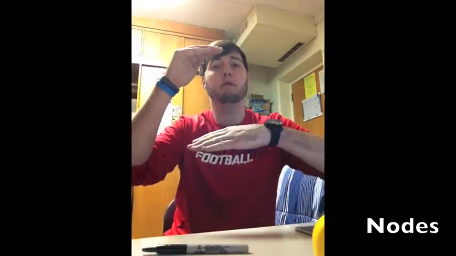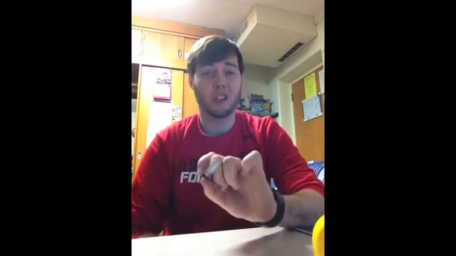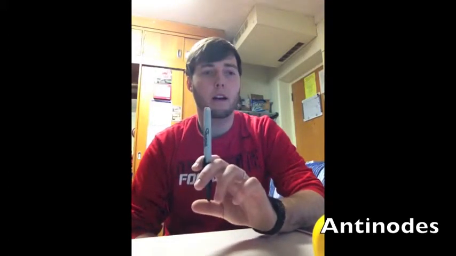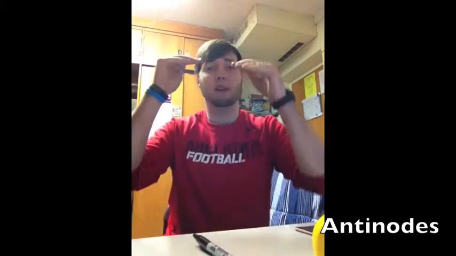We also have nodes. Nodes are points of no motion, and this occurs when a crest of a wave and a trough of a wave meet. We also have antinodes, which are points of maximum amplitude. That's when a crest and a crest meet, or a trough and a trough meet. Moving on.